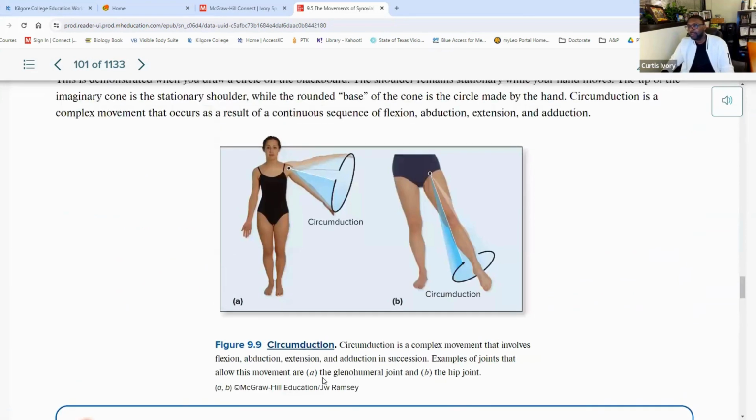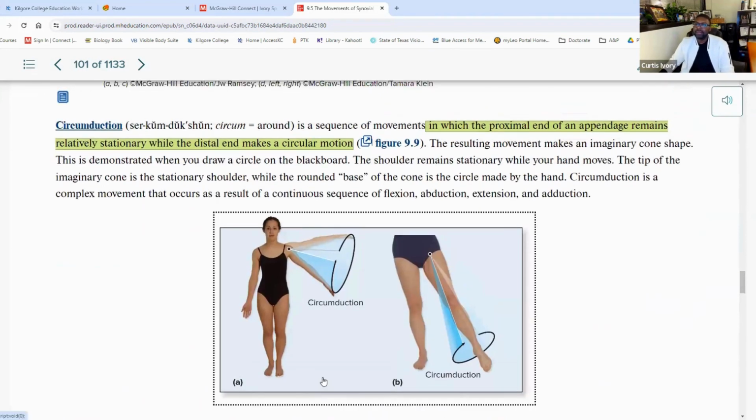And then circumduction, which means that the proximal end of the appendage, let's say my shoulder, which of course would be proximal, closer to my trunk, stays in place while the distal end is what's going to turn. So it's making the circumference of a circle. I'm making a circle, essentially I'm circumducting, or circumduction is the movement that I'm doing. So one end stays in place, the other end is making a circular movement.